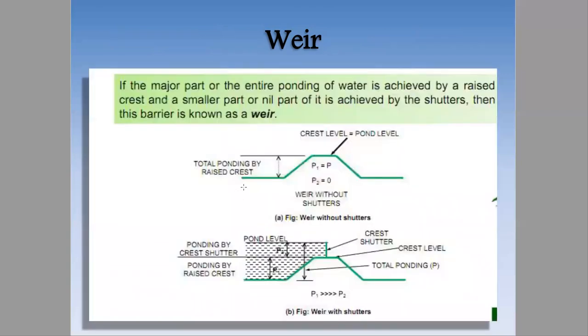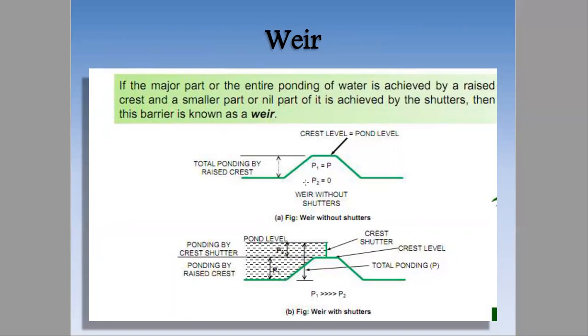If the major part of the entire ponding of water is achieved by raised crest, and a smaller part or nil part is achieved by shutters, then this is called a weir. If the major proportion, that is most of the part, doesn't have any shutters or gates, and only a few or nil part has shutters, then that structure is a weir.